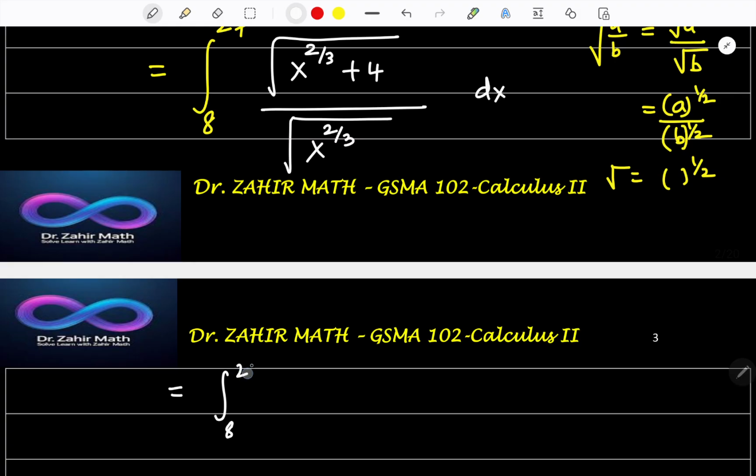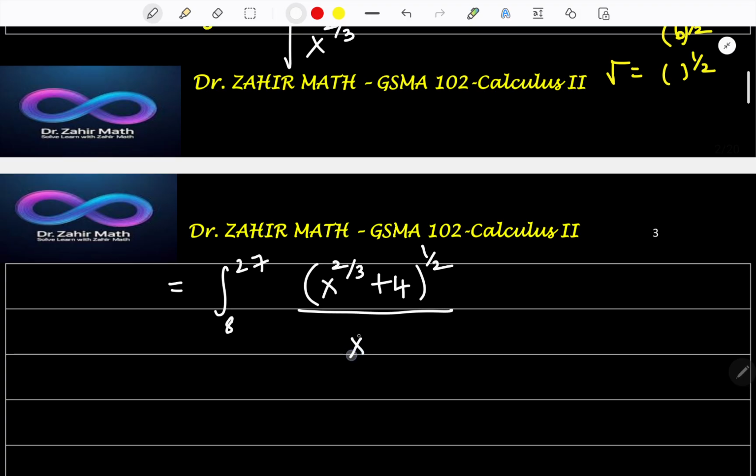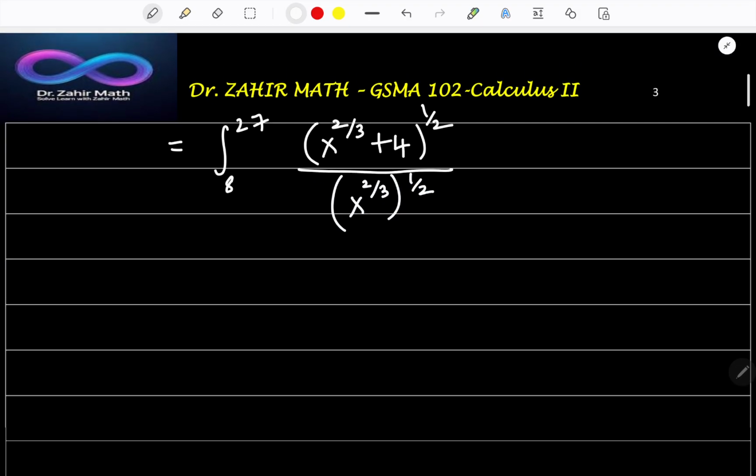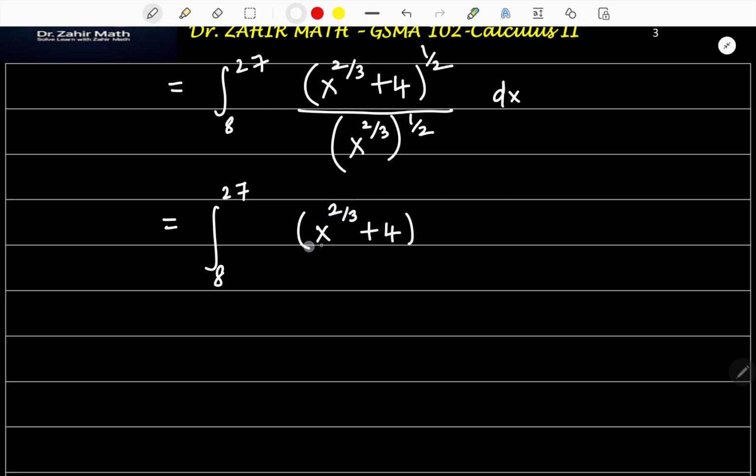So integral 8 to 27, right. This is x to the power of 2 by 3 plus 4, the whole power 1 by 2. I wrote it according to this idea. Similarly, this also x to the power of 2 by 3 to the whole power 1 by 2, into dx. So this equals integral 8 to 27 x to the power of 2 by 3 plus 4 the whole power half. So in the denominator, look here, x to the power of 2 by 3 to the power 1 by 2.